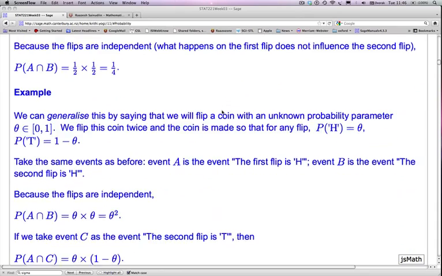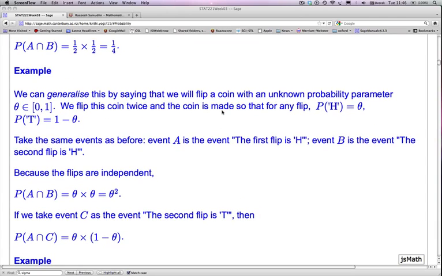Let's look at the second example. We can generalize this by saying that we flip a coin with an unknown probability parameter theta. So theta is some parameter, some real number between 0 and 1. It's in the unit interval [0, 1], but we don't know what it is. And now we flip this coin twice, and the coin is made so that for any flip, the probability of heads is going to be this parameter theta. And the probability of tails clearly has to be 1 minus theta to satisfy the axioms of probability.